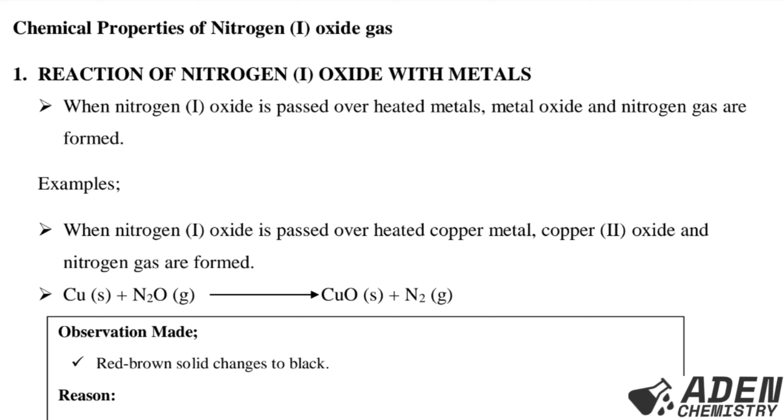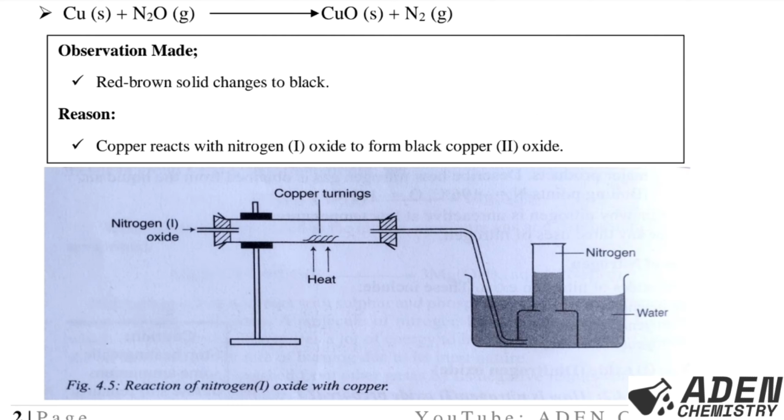The equation for the reaction: copper solid reacting with nitrogen monoxide gas. What we are going to get is copper 2 oxide solid and also nitrogen gas. The observation made: red brown solid changes to black. Reason: copper reacts with nitrogen monoxide to form black copper 2 oxide. The other observation, learners, is that a colorless gas is formed, due to the formation of nitrogen gas.